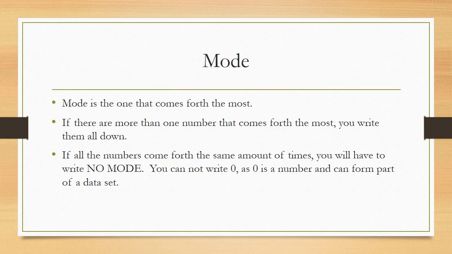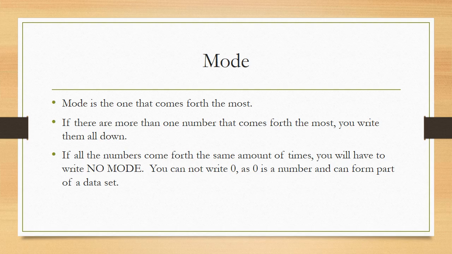The mode is the one that comes forth the most. Okay, if there are more than one number that comes forth the most, you write them all down. I've spoken about that. And if all the numbers come forth the same amount of times, you will have to write no mode. Okay, if all the numbers come forth all the same amount of times, which means there's not one standing out, all of them just come forth the same amount of times.